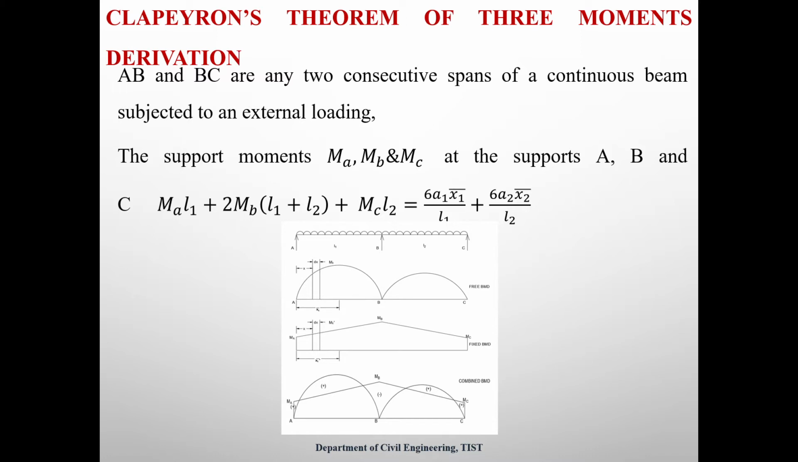Next is the derivation. This equation is applicable only for two consecutive spans of a continuous beam. So consider AB and BC as any two consecutive spans of a continuous beam subjected to an external loading. MA, MB, MC are the support moments at the supports A, B and C. Then the 3-moment equation is given by MA into L1 plus 2MB into (L1 plus L2) plus MC into L2 is equal to 6A1 x1 bar by L1 plus 6A2 x2 bar by L2.